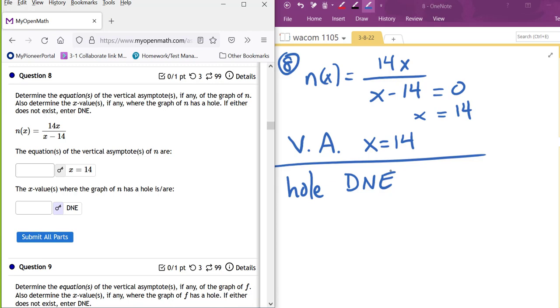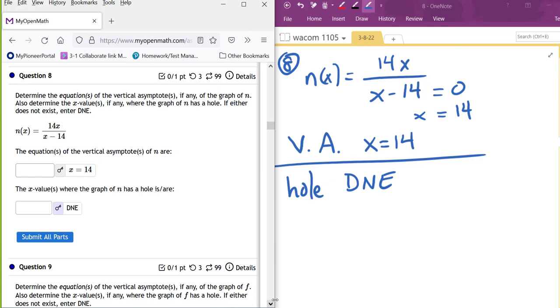It'll be clearer when we get one that has a hole, but if the denominator will cancel when you've got it all factored, so if I had an x minus 14 on top, then it would cancel out, and that will leave a hole instead of an asymptote. So since this did not factor and have anything cancel, it doesn't have a hole. But I'll come back to that when we get one that does. And I did pick one on purpose that does.